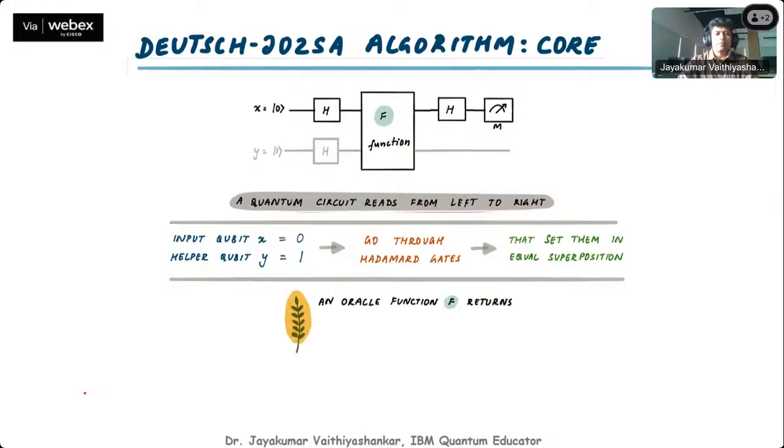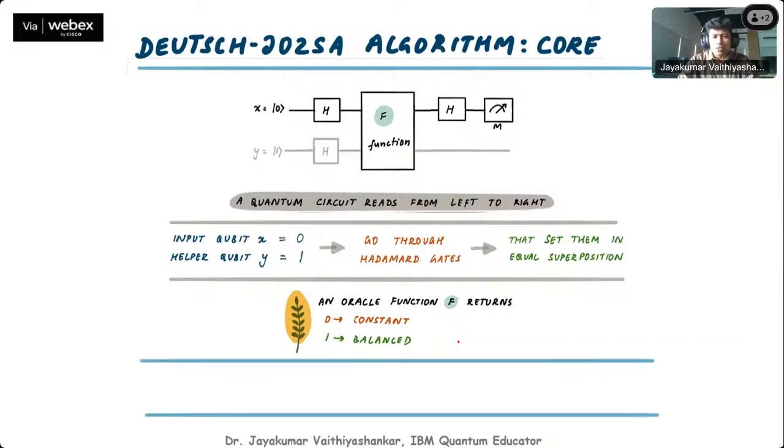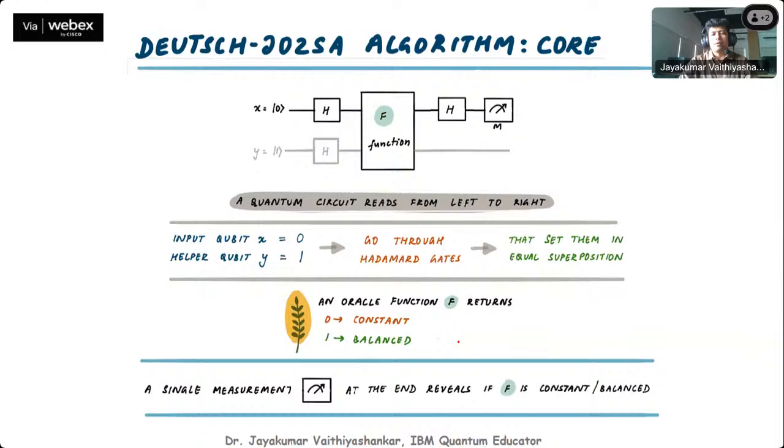So what is the logic? The oracle function f returns 0 if it is constant. f returns 1 if it is balanced. So based upon your output, in a single measurement you can reveal whether the given function is constant or balanced. Are you able to get the idea? Please go through this. If you have any questions, you can ask.